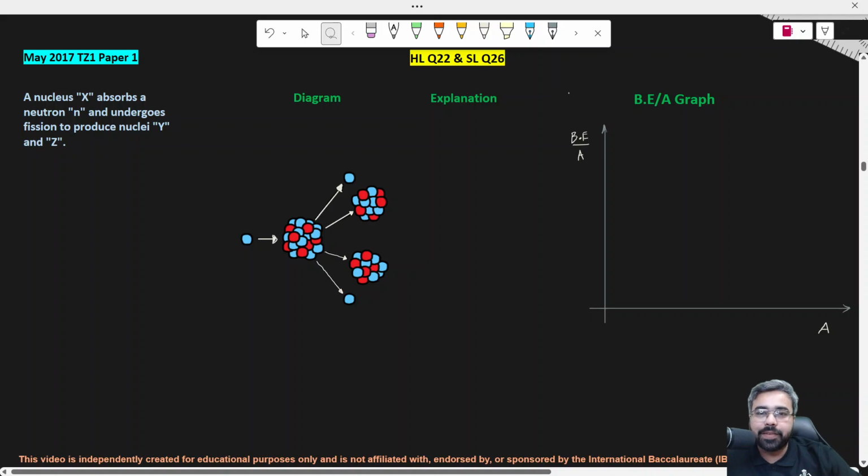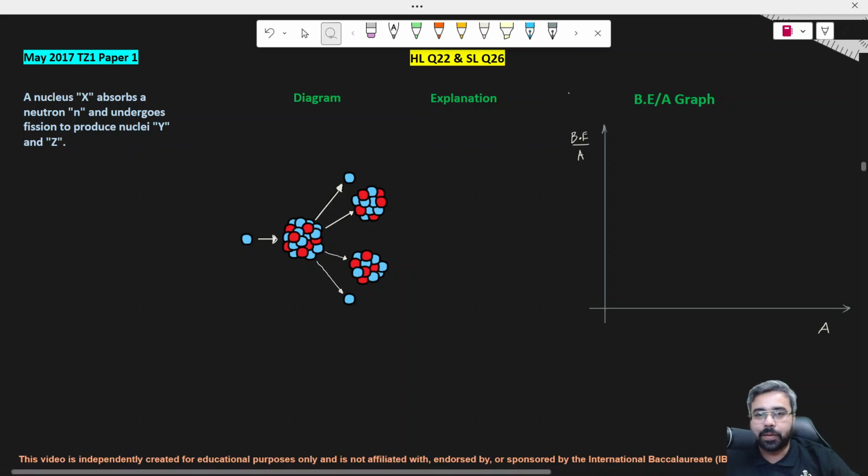Hi, this IB Physics Past Paper MCQ is about nuclear fission reaction. You know that it is a process in which one heavy unstable nuclide, when it absorbs a neutron, splits into two lighter nuclides, which are relatively more stable. But I will give you the explanation of this.